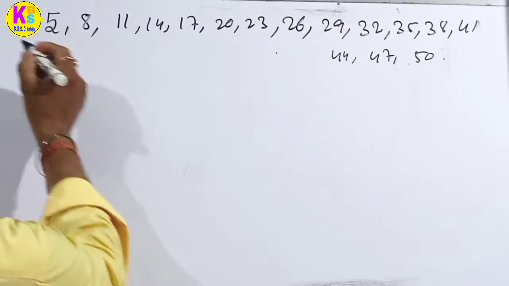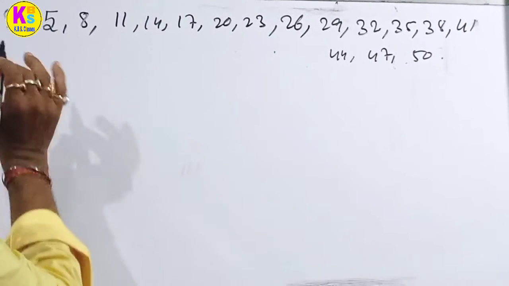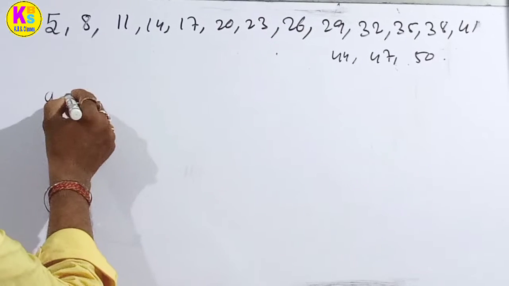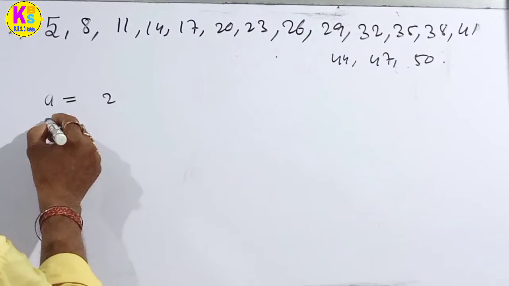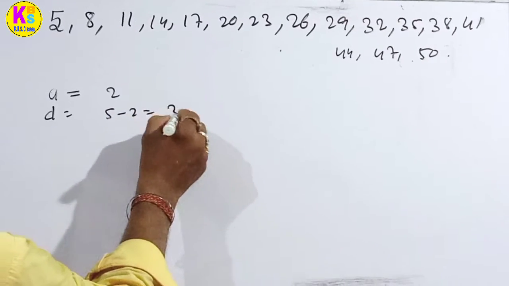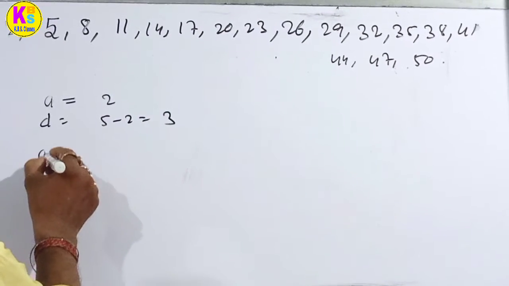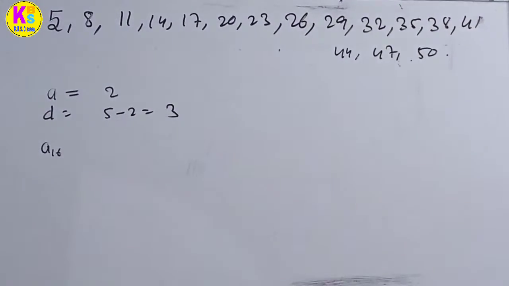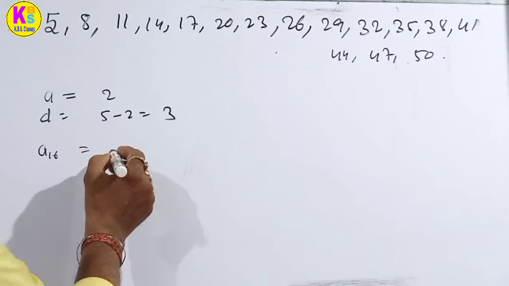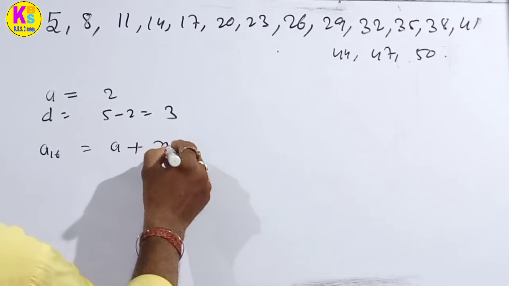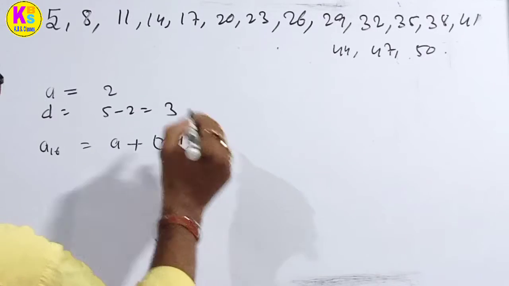Therefore, if you start from here, then A is 2 and the common difference, the first term is 2 and the common difference is 5 minus 2, equal to 3. Suppose you have to find A16, that means the 16th term. How will you get it? Use the formula A plus (N minus 1) into D.